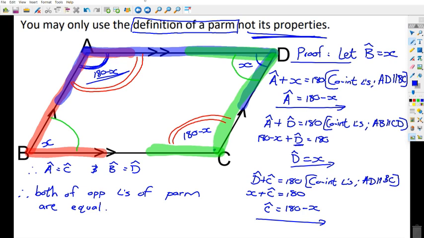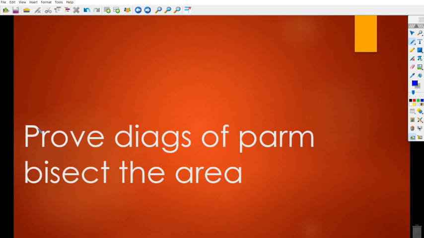I hope that's making sense. Let's move on to the next one. Prove that the diagonals of a parallelogram bisect the area. I want you to cast your mind back to the first proof that we did. What did we prove? We proved that both pairs of opposite sides of a parallelogram are equal. How did we do that? We split the parallelogram in half, got two triangles, and proved that they were congruent. We proved they're congruent because then I could find that all the sides are equal.